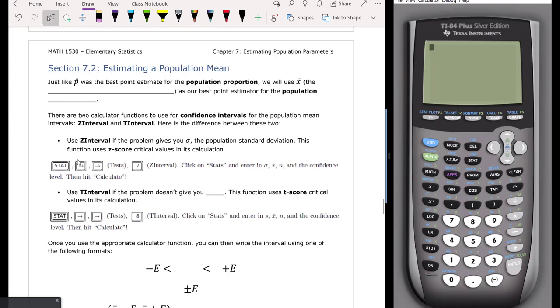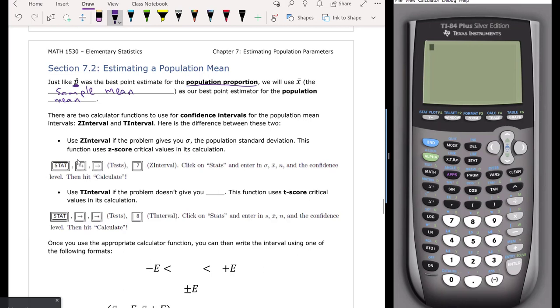Just like p hat was the best point estimate for the population proportion, X bar, which of course we all know as the sample mean, is going to be your best point estimate for the population mean, since X bar is an unbiased estimator of mu, the population mean.